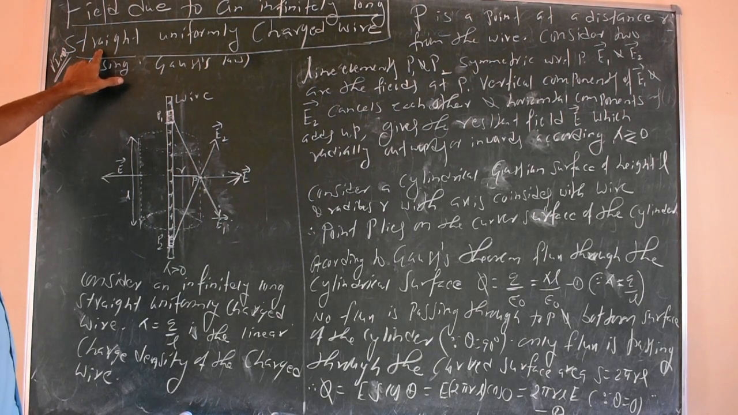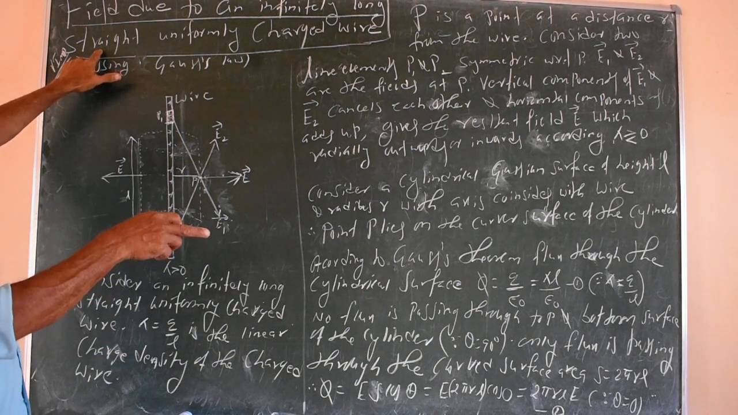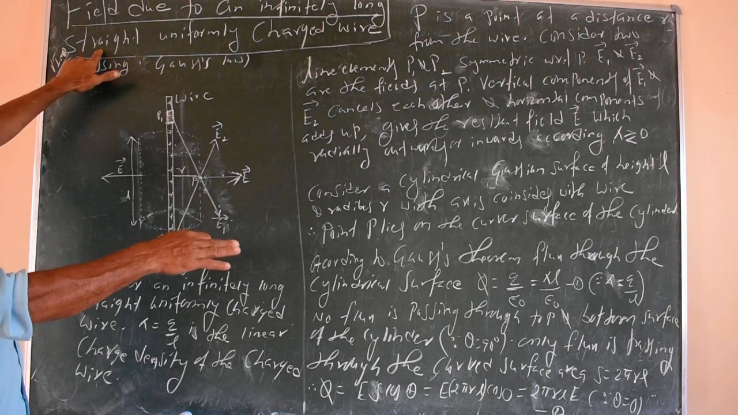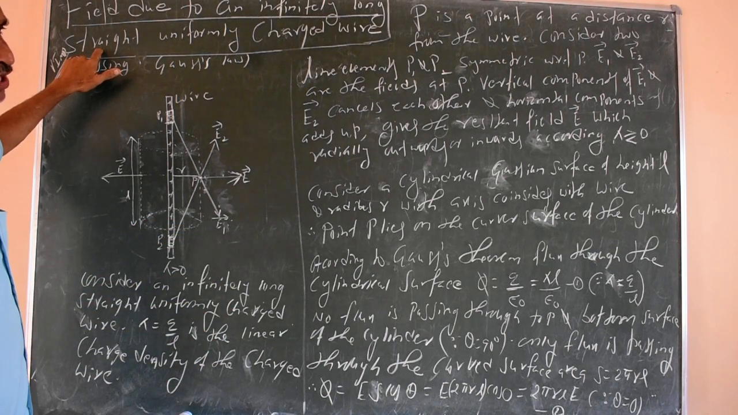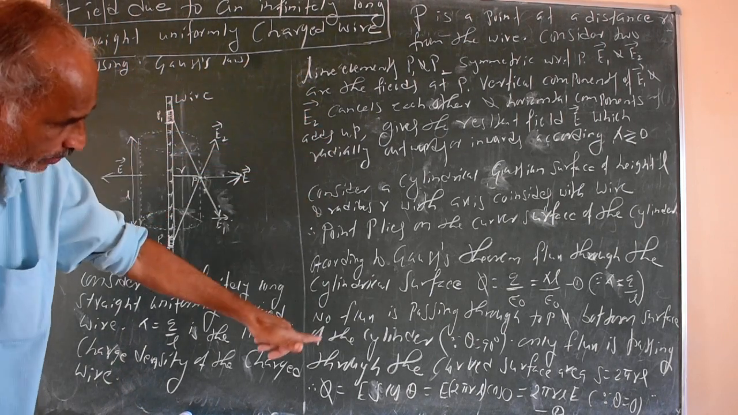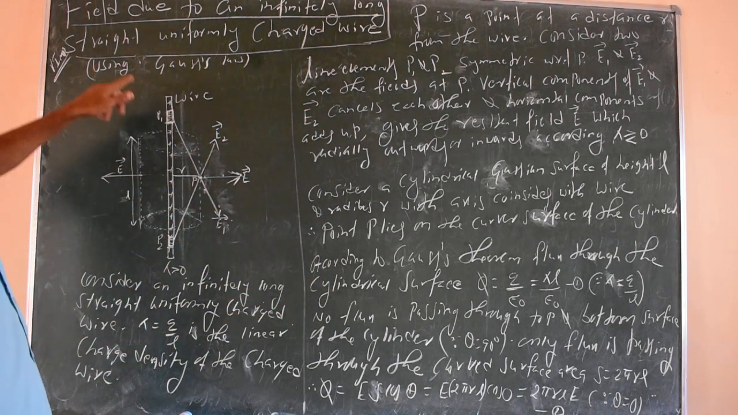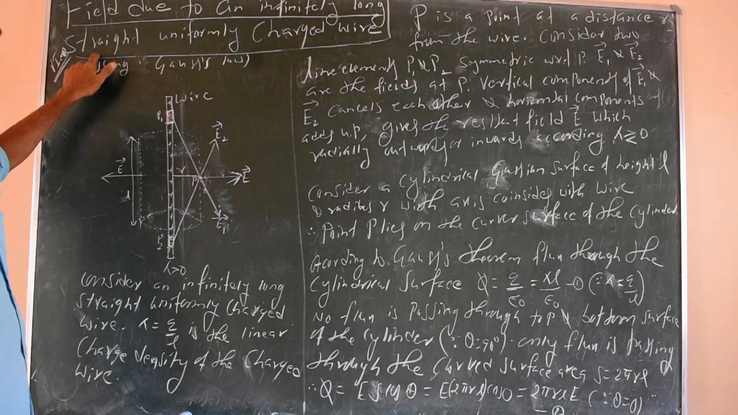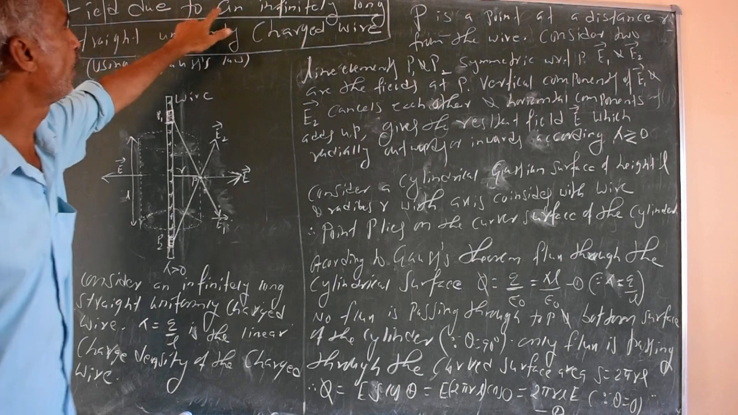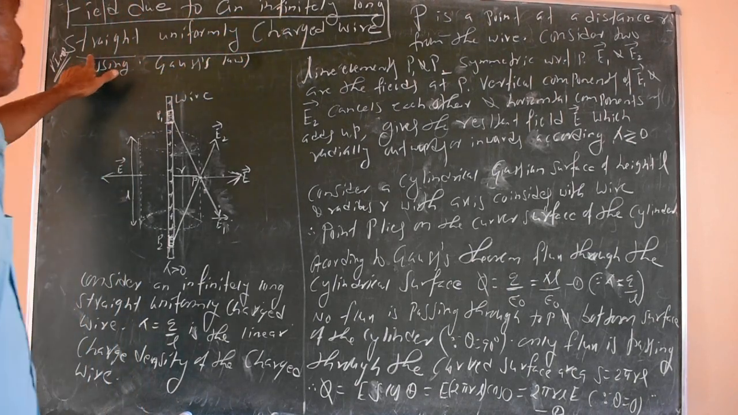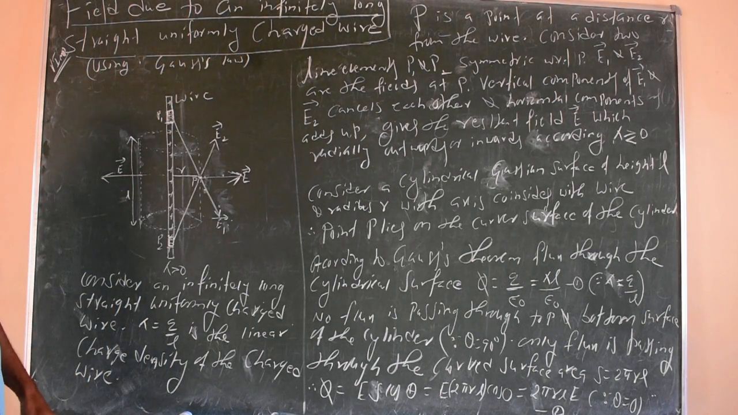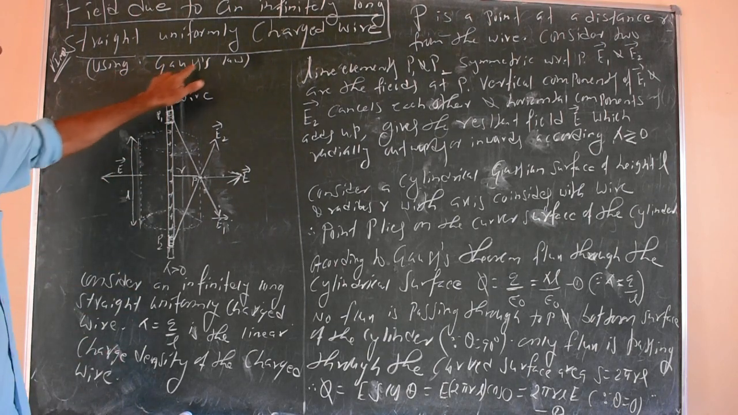Infinitely long, straight. Write down the notes actually. Notes are given here briefly, covering all the points. Write down the notes and read the notes. Later on I will take the explanation. I am reading the notes so that it helps you in writing the notes. Field due to an infinitely long, straight, uniformly charged wire using Gauss's law.